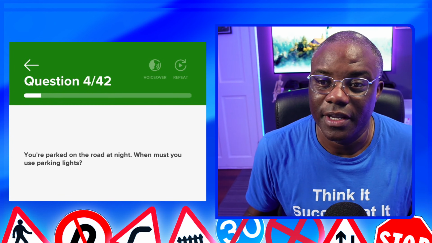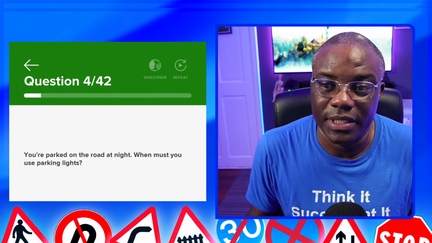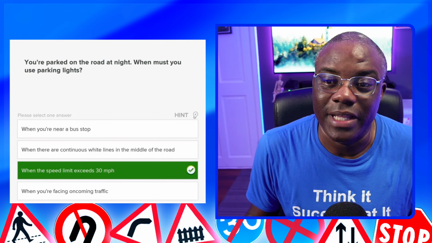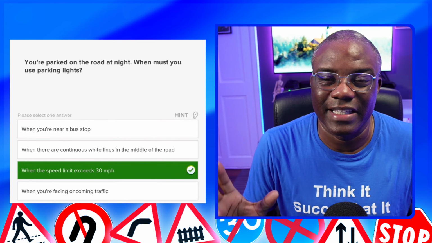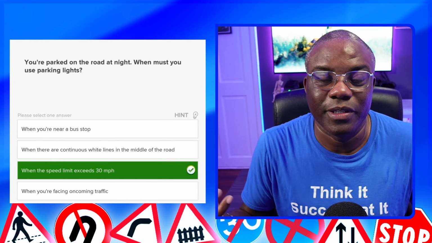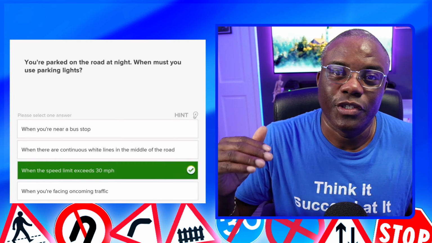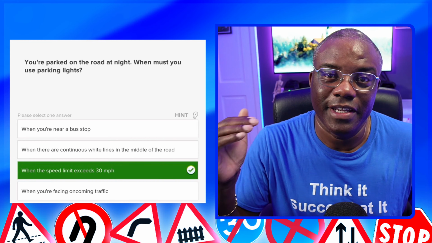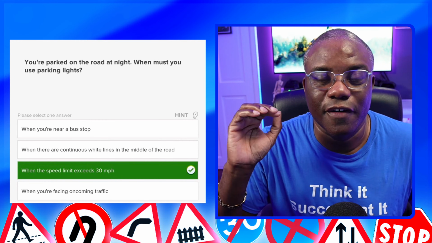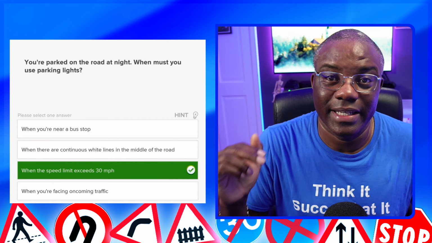But on this question, they're asking when must you use it, and it's going to be on a road that exceeds 30 miles an hour. They can word it slightly different, on a road that is more than 30 miles an hour, because you're now on a faster road, so you need your parking lights on.